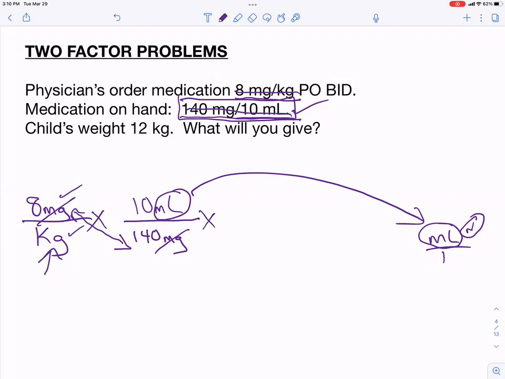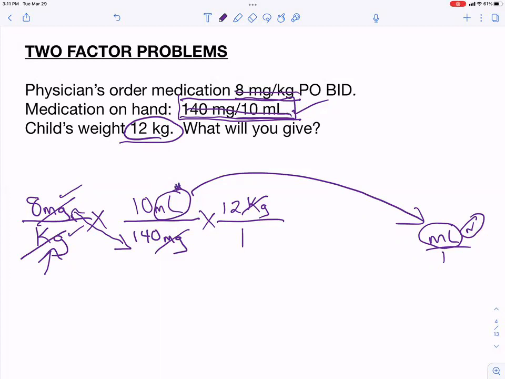So again, I've used this. So what else can I use in my problem to get rid of kilograms? Well, I have the weight of the child. And I set this up in my numerator. I can put that over 1, and that crosses off my kilograms. So now I look at my problem. I've gotten rid of all of my unwanted units. I'm left with my wanted. And now it's just math.